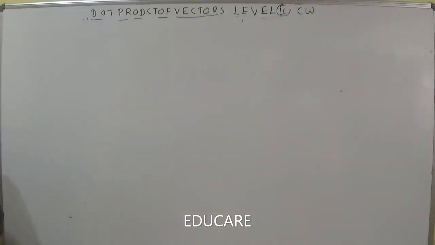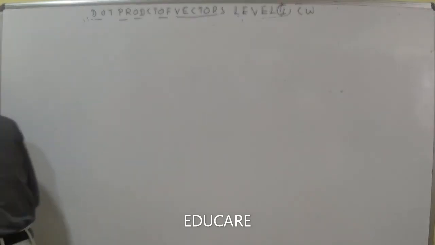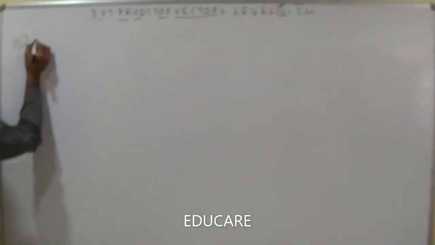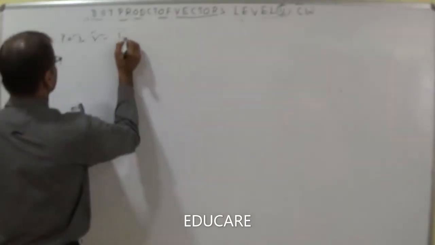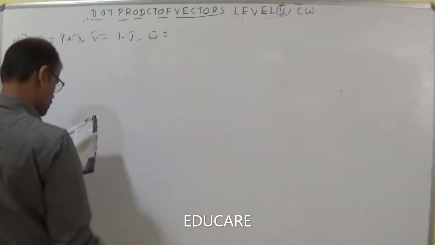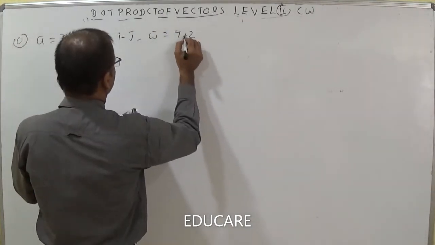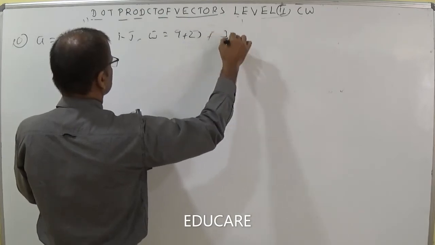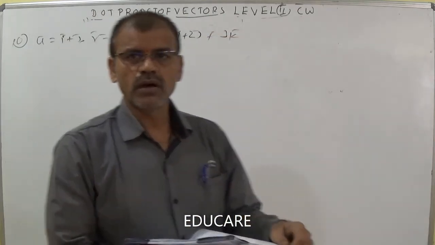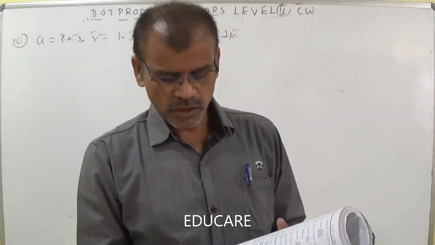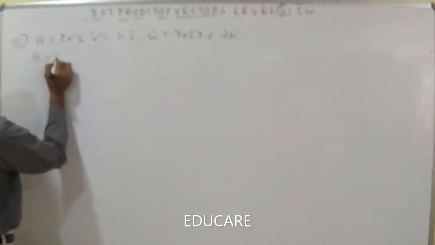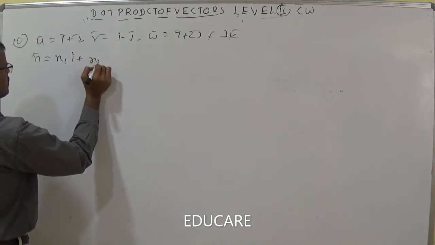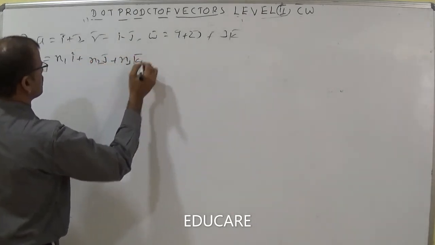U is equal to I plus j, the 10th one. U bar is equal to I bar plus j bar. V is equal to I minus j. W is equal to I plus 2j plus 3k. If n bar is a unit vector such that U bar dot n bar equal to 0, V bar dot n bar equal to 0, let n bar be equal to n1 i bar plus n2 j bar plus n3 k.